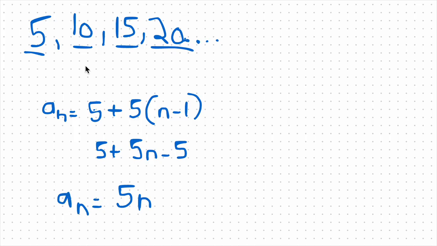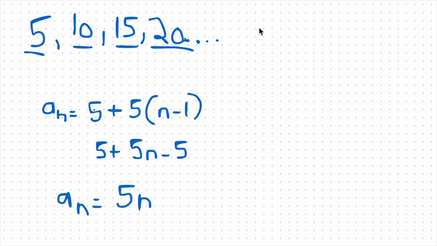Let's confirm. So the first term would be 5. For the first term, I would put 1 in for n because it's the first term. 5 times 1 is 5. Second term, 5 times 2 is 10. Third term, 5 times 3 is 15. Fourth term, 5 times 4 is 20.